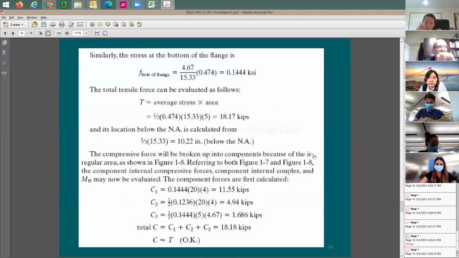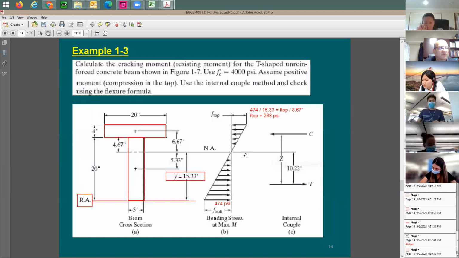Okay, how can I find out the forces? How can we divide the forces here? Tension is going to be simple, because the tension force is going to be equal to the stress on the bottom, the 474, times 15.33 divided by 2, the area of this triangle, times the width of 5 inches. But when you look at the stress block over this T shape, I'm talking about this flange and this little web up to the neutral axis only, you find it's not going to be that easy.